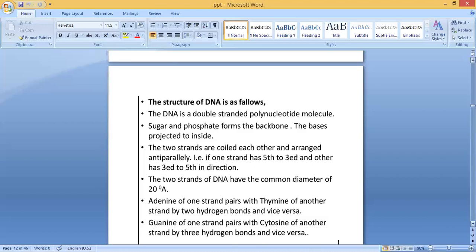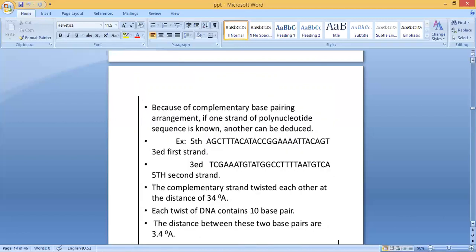Adenine of one strand pairs with thymine of another strand. So there are two strands. Always adenine pairs with thymine, capital A and capital T. That is a pair, joined by two hydrogen bonds, and vice versa. Guanine of one strand pairs with cytosine of another strand, guanine capital G, cytosine capital C, by three hydrogen bonds. So adenine-thymine is paired by two hydrogen bonds, and guanine-cytosine is paired by three hydrogen bonds.